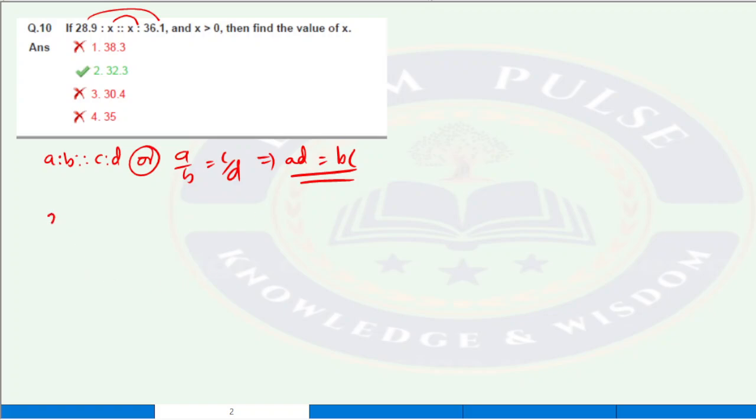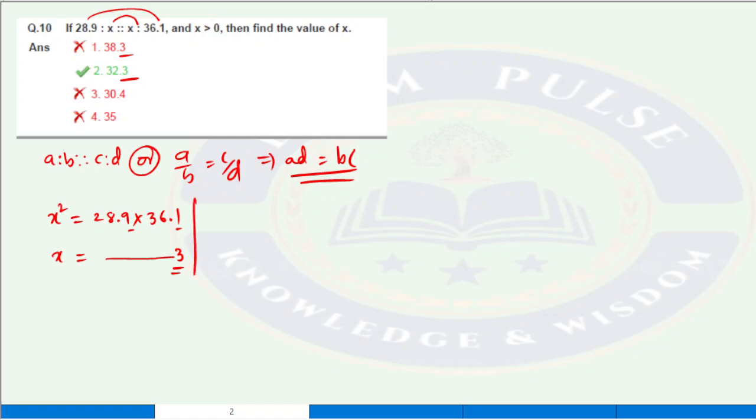Now from that what can I take? x square is equal to 28.9 into 36.1. I am checking the unit digit. 9 into 1 means the last digit is 9. But in the value of x square the last digit is 9, so in the value of x, the last digit will be 3. So let us check how many options are there with the last digit 3. The first two options have the last digit 3. So in one case we can approximate, or else you can also solve it.